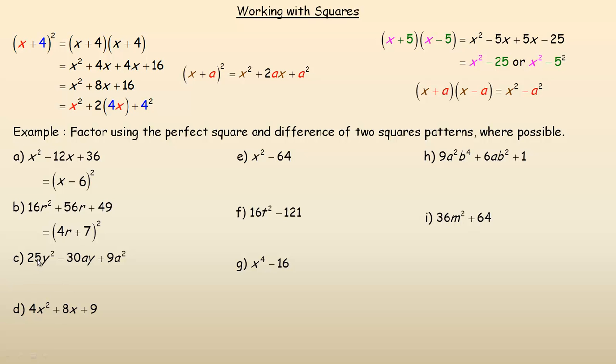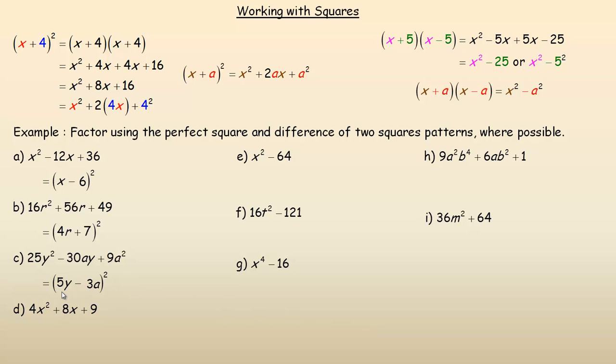Next one, in C, 25y squared, again a trinomial. 25y squared is a perfect square, and so is 9a squared. See, 3 squared is 9, and of course a, if we square it, gives you a squared. And so this may be a perfect square trinomial. It would have to start with a 5y, because 5y is what you square to make 25y squared. And again, a minus because the middle term's a negative. And what do you square to make 9a squared? Well, it has to be 3a, so we'll stick a 3a in here.